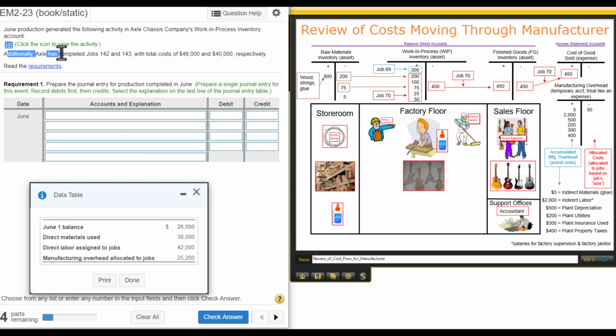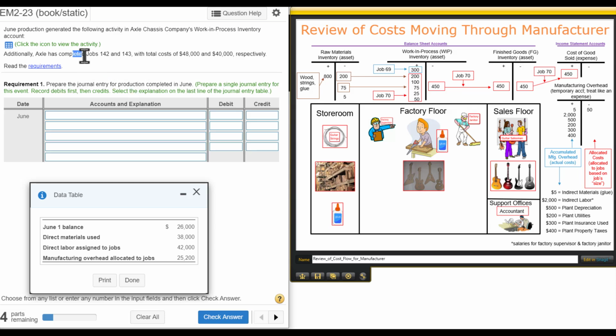Additionally, Axle has completed jobs 142 and 143 with a total cost of $48,000 and $40,000 respectively. So job 142 was $48,000, 143 cost $40,000. Requirement 1. Prepare the journal entry for production completed in June.